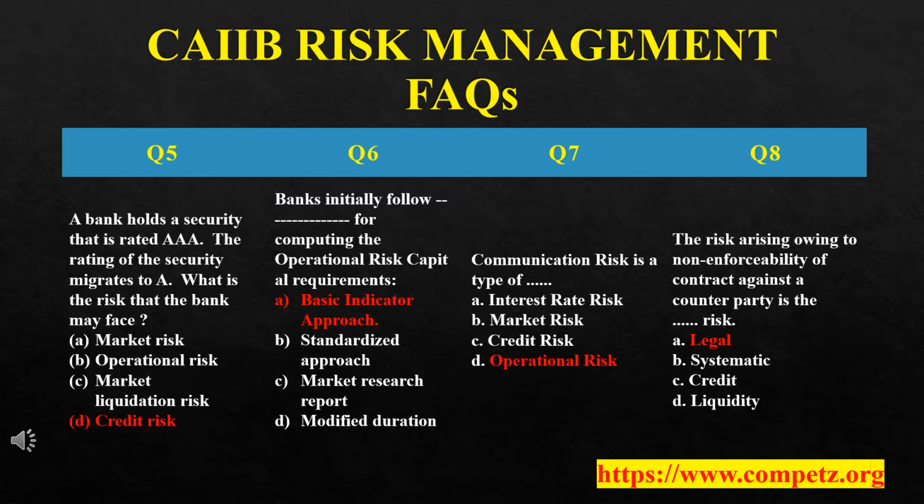Why? Because banks have a legal risk that an agreement entered into with the borrower may become unenforceable against the borrower. Legal risk is a part of operational risk. I will repeat once again: why is it legal risk? Banks have a legal risk that an agreement entered into with the borrower may become unenforceable against the borrower. Legal risk is a part of operational risk.